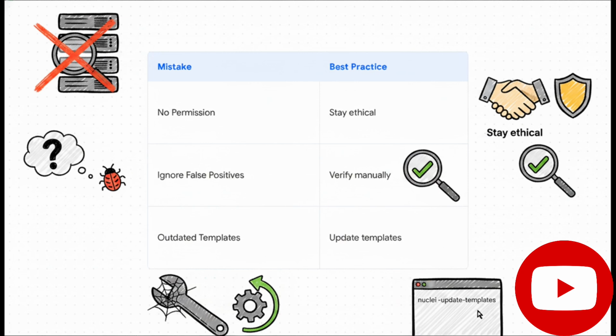The second big mistake? Ignoring false positives. Look, not every finding Nuclei spits out is a real exploitable bug. Always verify your findings manually. And finally, running outdated templates. The security landscape literally changes daily, so you must regularly run the command nuclei -update-templates to keep your tools sharp.